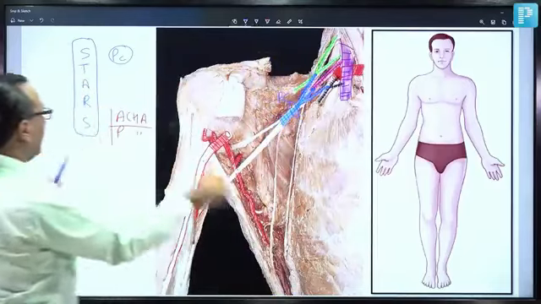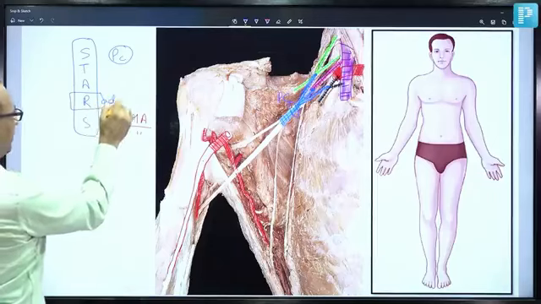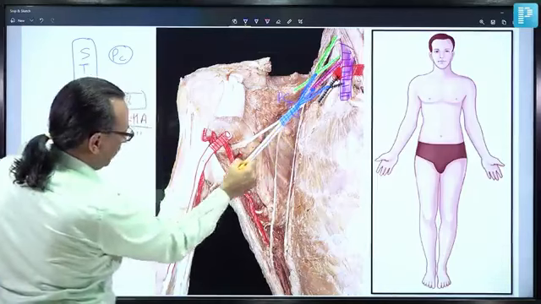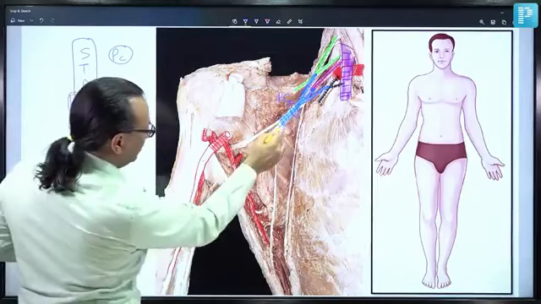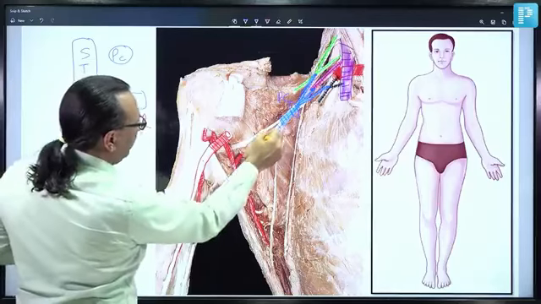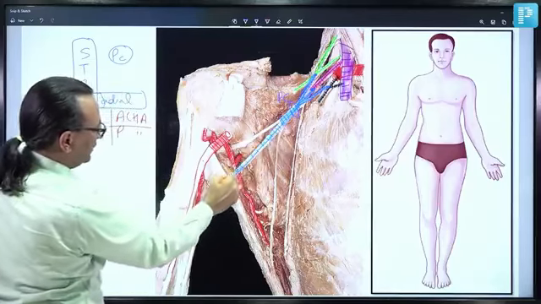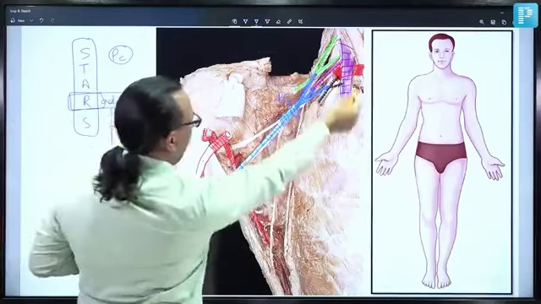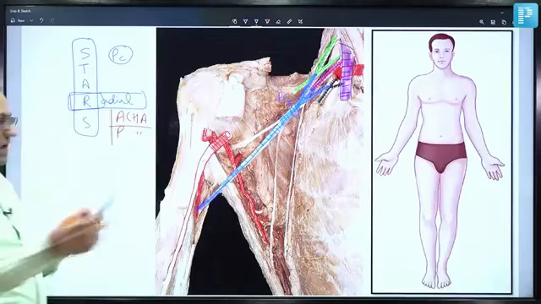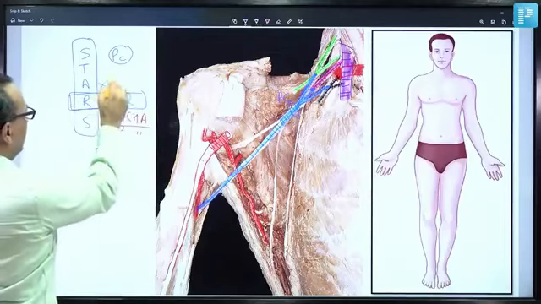But remember, the continuation is radial nerve. So radial nerve is the continuation of the posterior cord of brachial plexus. As you can see here, it is the thickest of all the branches, having all the 5 root values of brachial plexus, as is evident in this diagram. Now, if R is the radial nerve, what is this A? A is the axillary nerve.